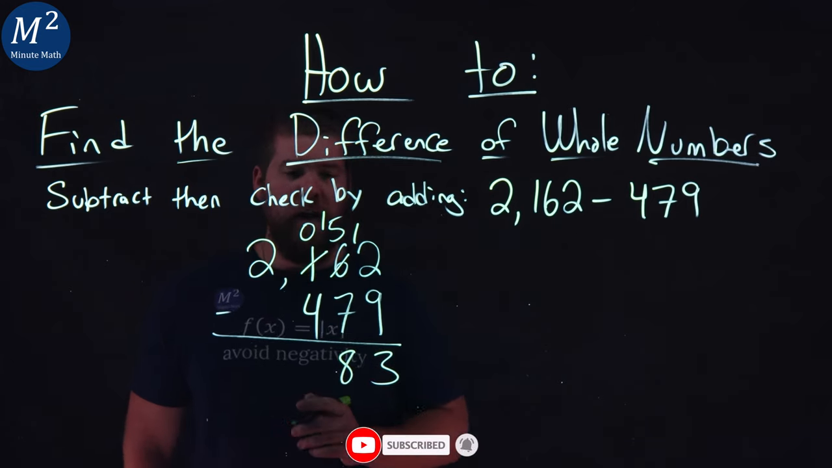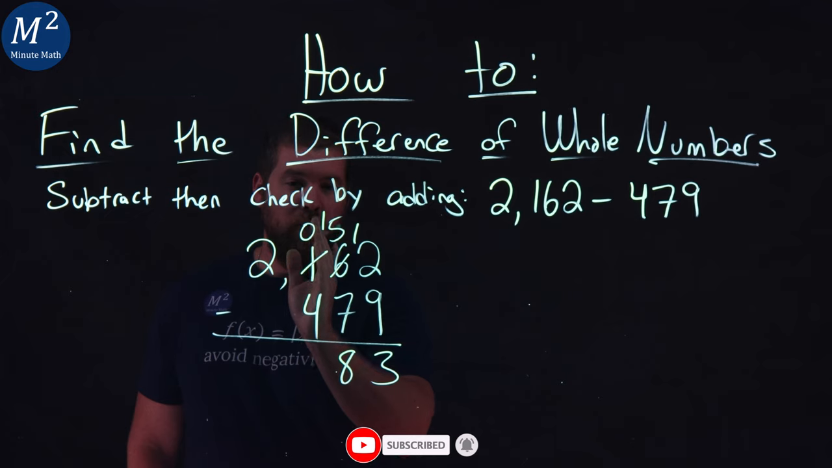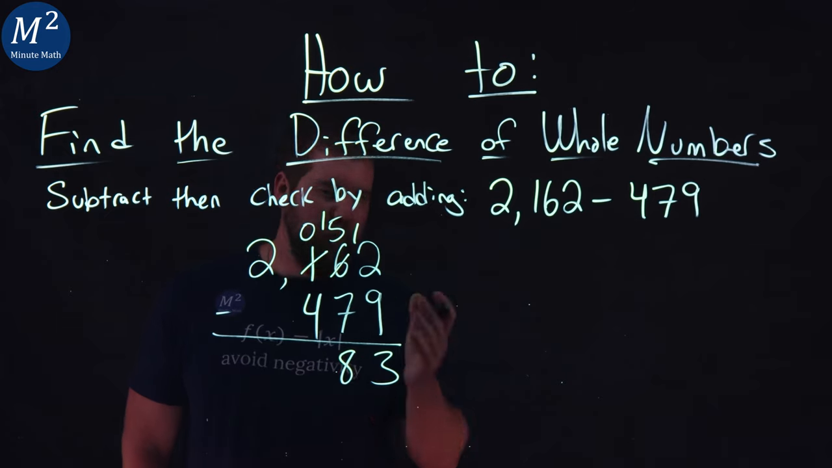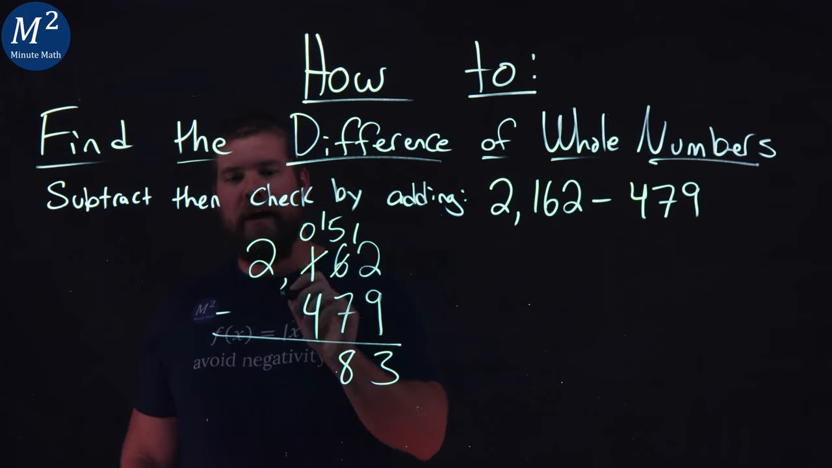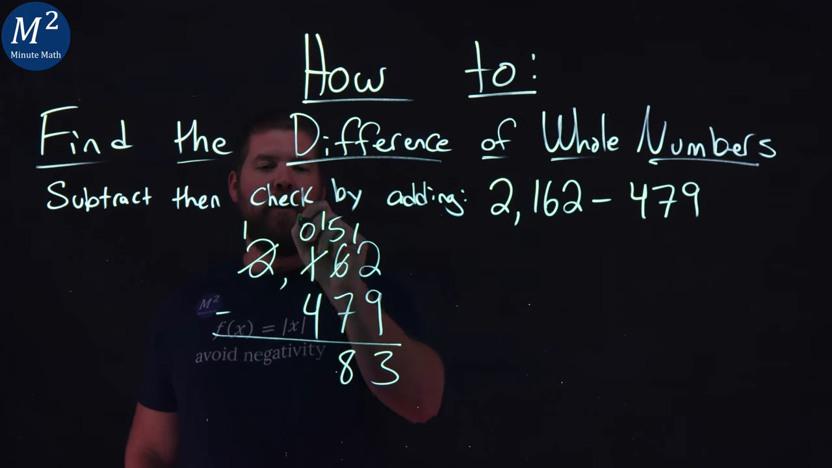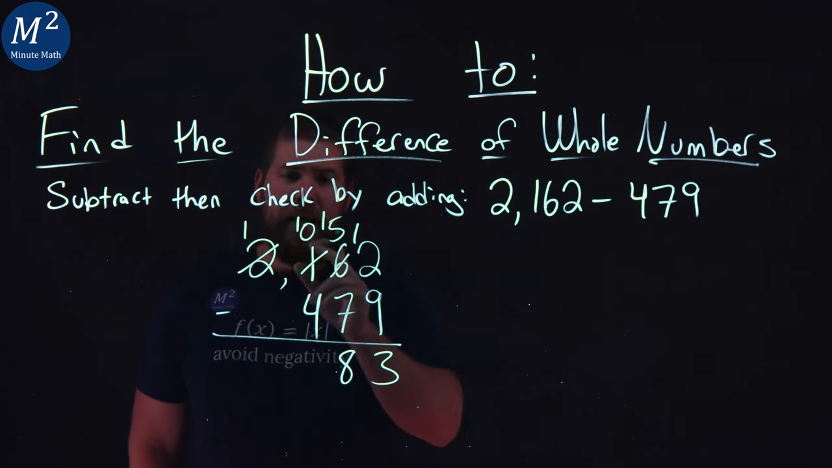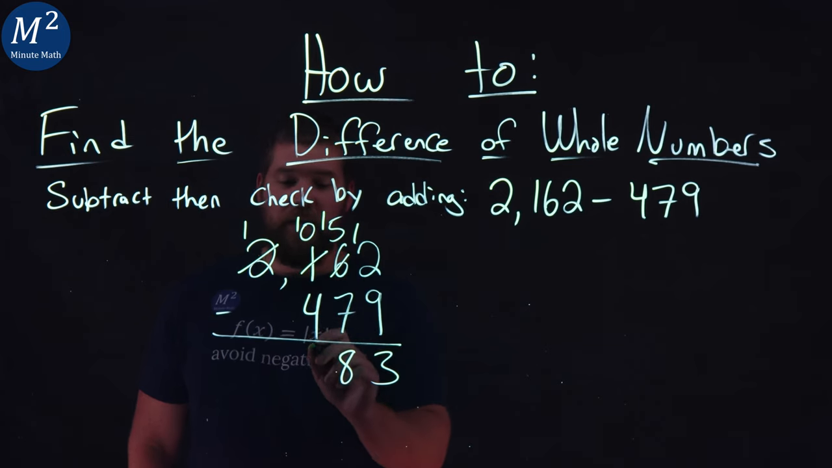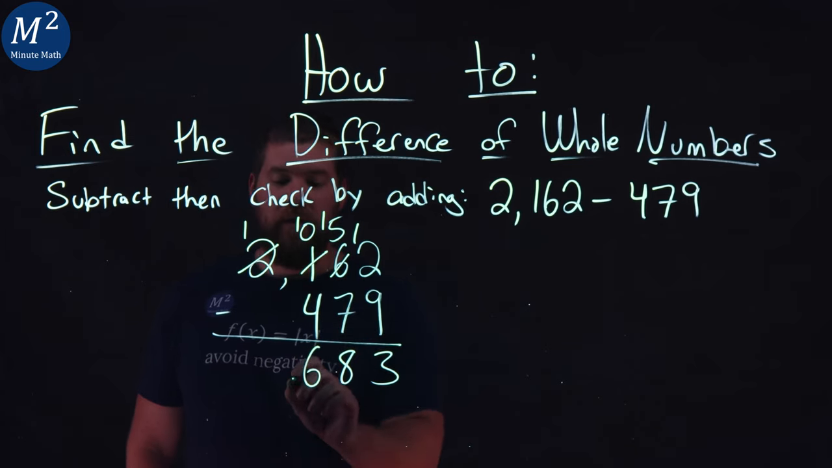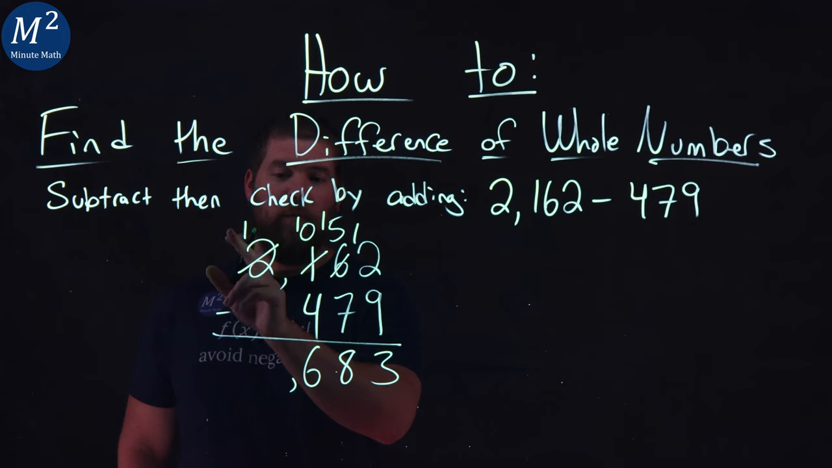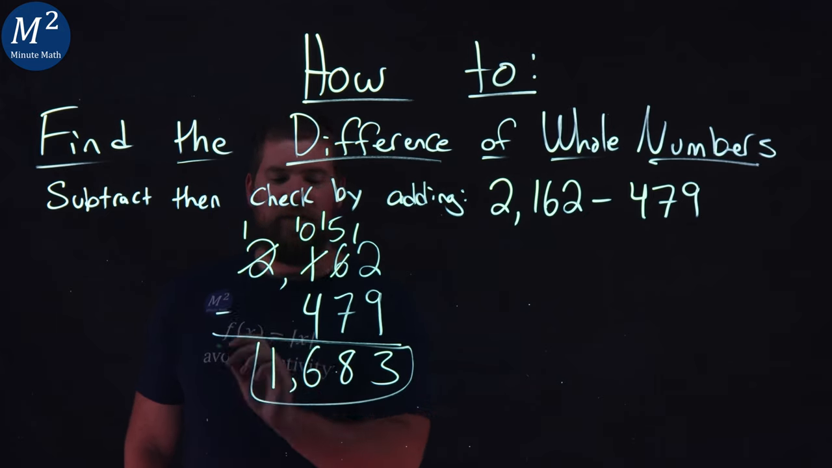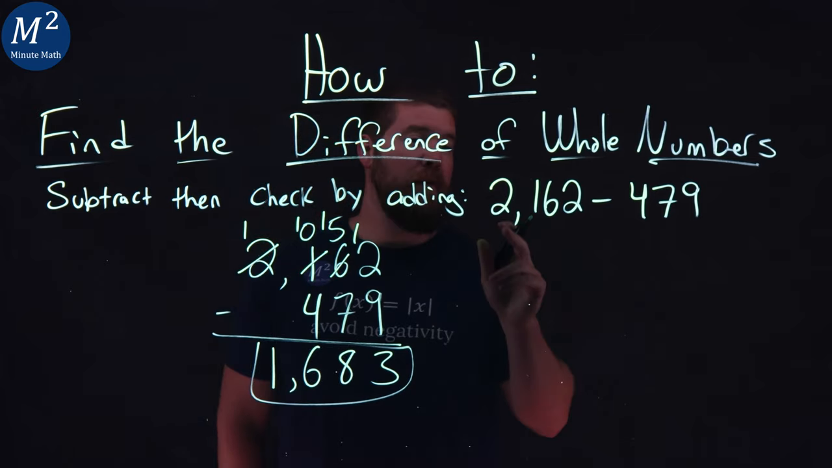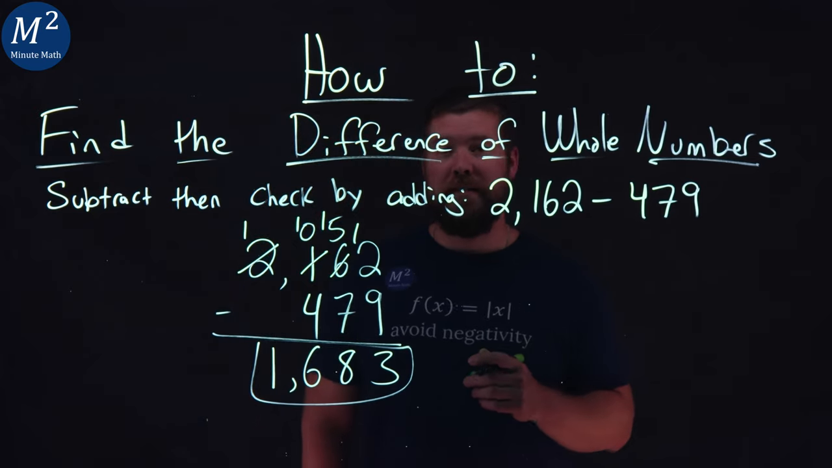Then from here, I look over to the next one over, 0 minus 4. Can't really do that either. Gotta draw again from the number to the left. 2 becomes a 1, bring a 1 over to that 0. 10 now minus 4 is easier, and that is a 6. Bring down to the left here, we have 1 minus nothing, which is 1. And so 1,683 is my solution to 2,162 minus 479.